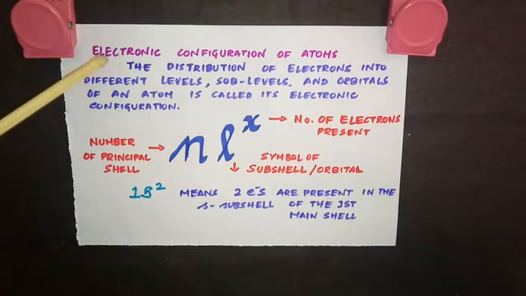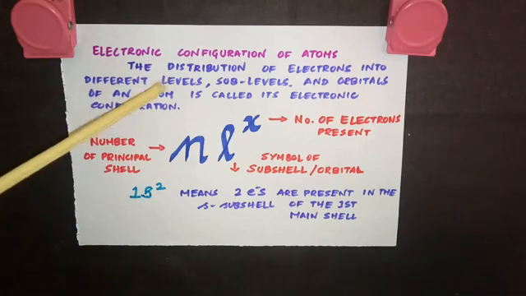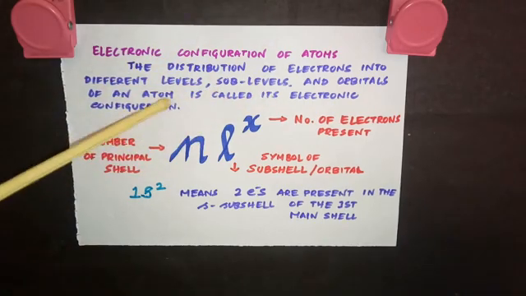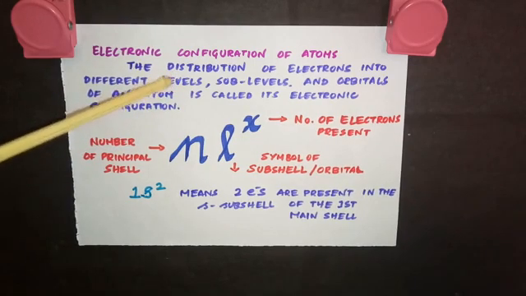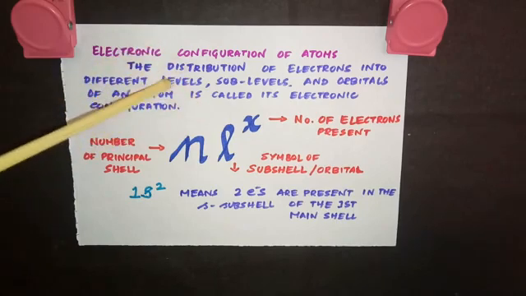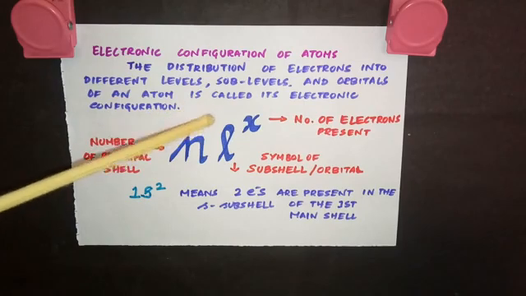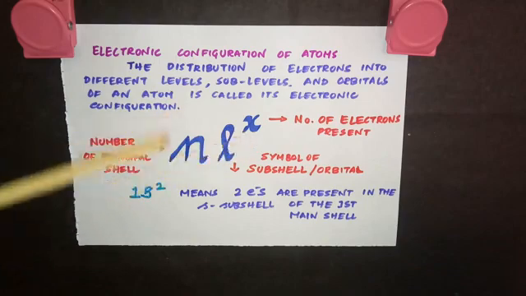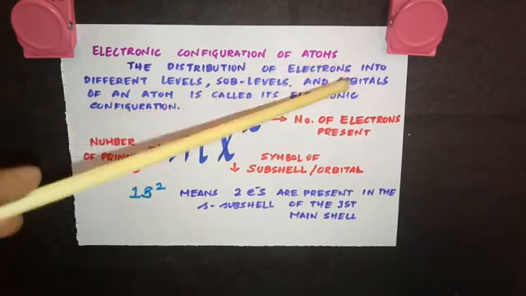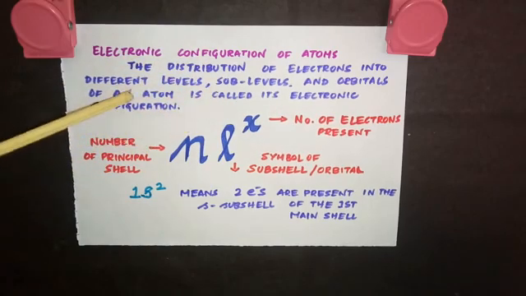So what do we mean by the electronic configuration of atoms? The distribution of electrons into different levels, sublevels and orbitals of an atom is called its electronic configuration. Levels means K, L, M, N, which are represented by the principal quantum number. Sublevels means whether it is occupying s, p, d, f, and for orbitals we are talking about orientations: px, py, pz, dxy, dyz. That represents the orbital.